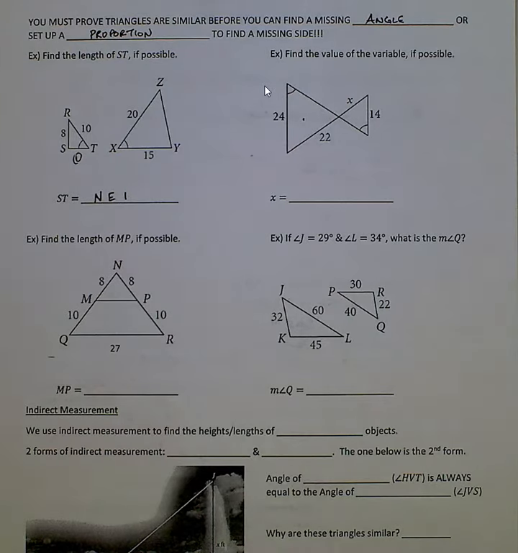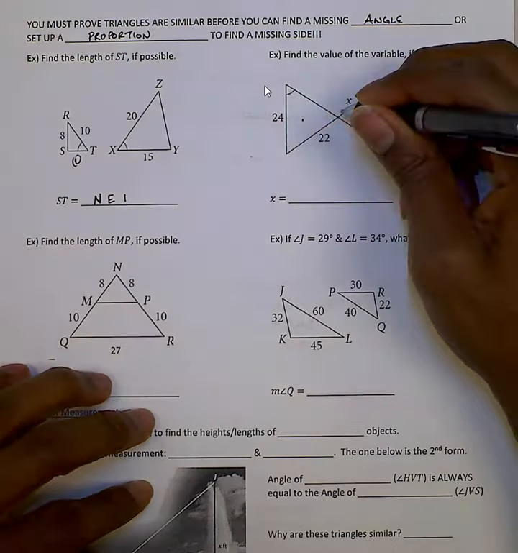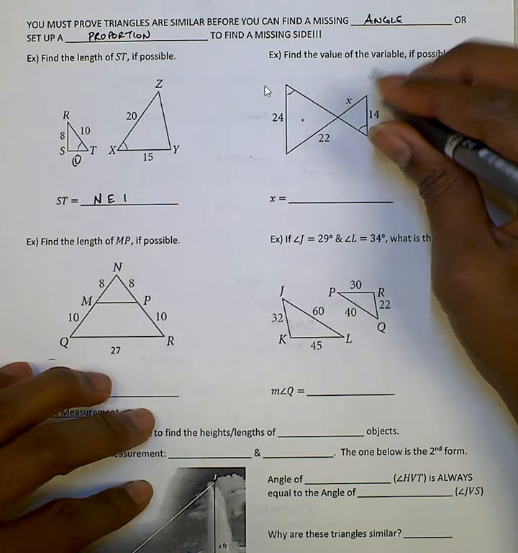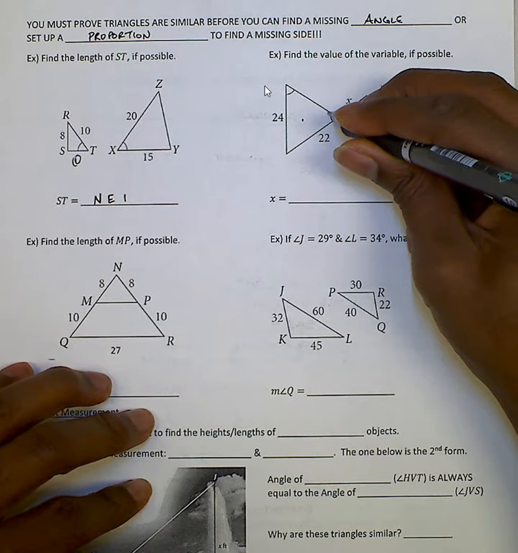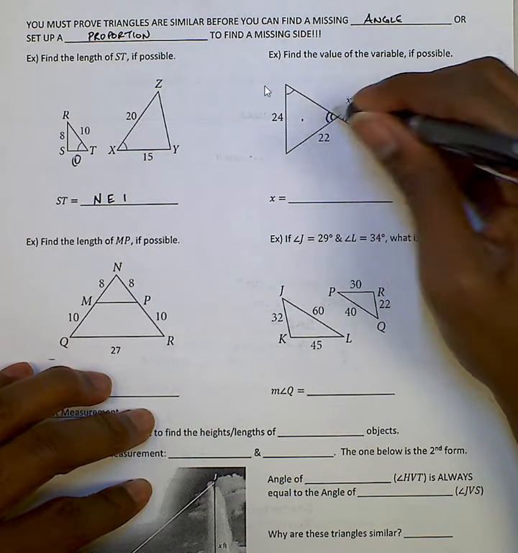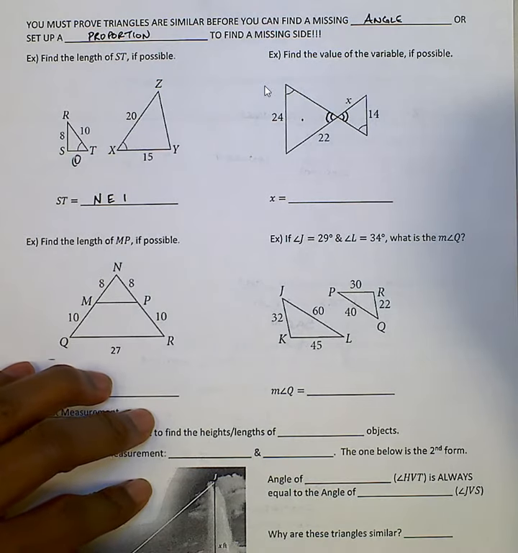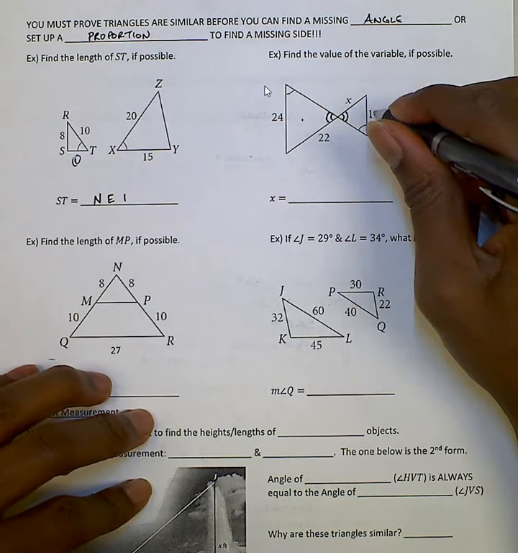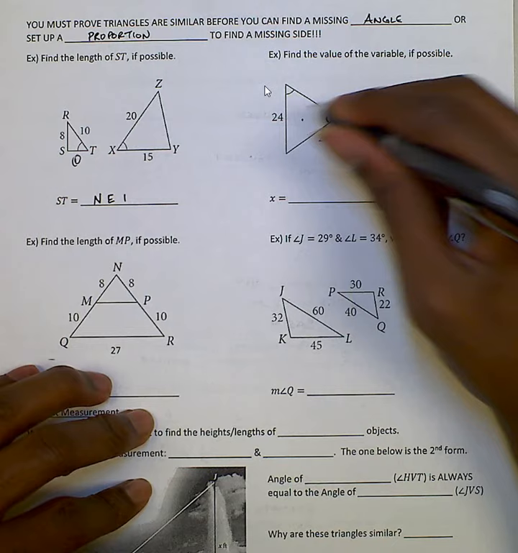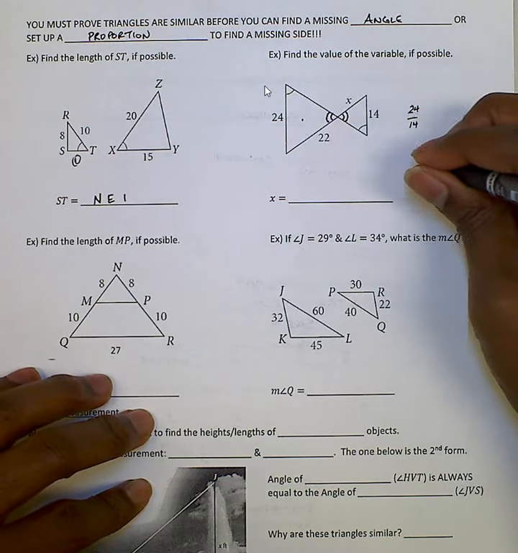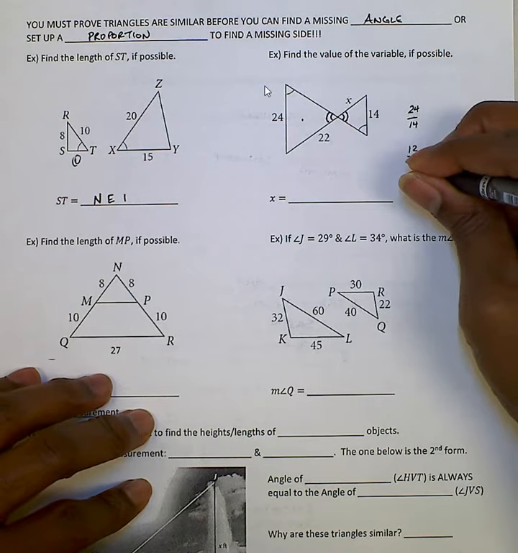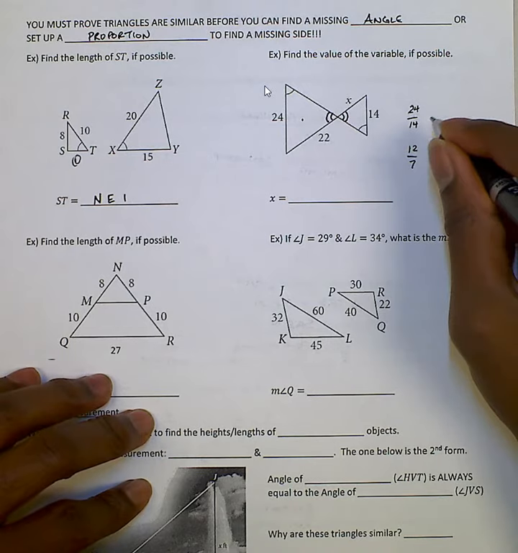Okay. All right, looking at the next problem, we have these two triangles that we're trying to find x. Kind of a bow tie problem. You see vertical angles, and so now we have angle similarity. All right, and so our corresponding sides, I'll say 24 over 14. What does that simplify to? 12 over 7. Okay, 12 over 7 is our similarity ratio.